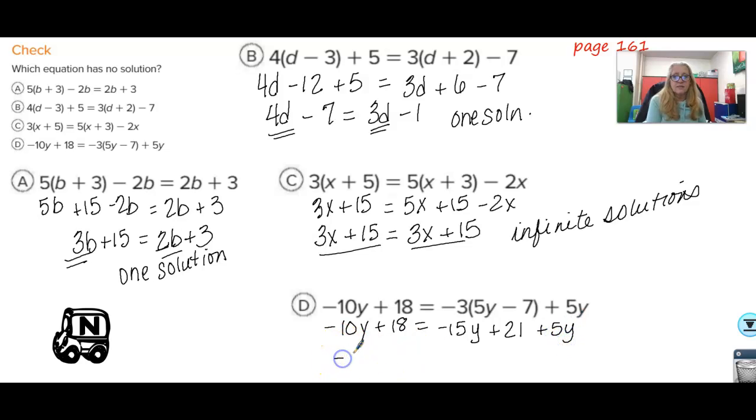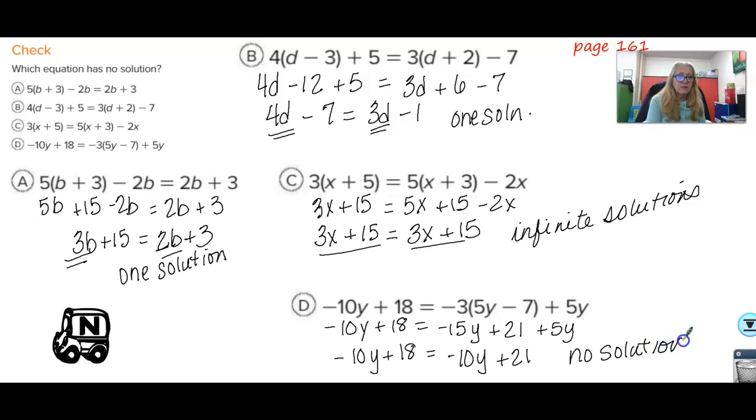All right, the left-hand side is already combined, so negative 10y plus 18. On the right-hand side, if I combine negative 15y with positive 5y, I get negative 10y. You saw that coming, right? Plus 21. This has no solution and is the answer to the question.